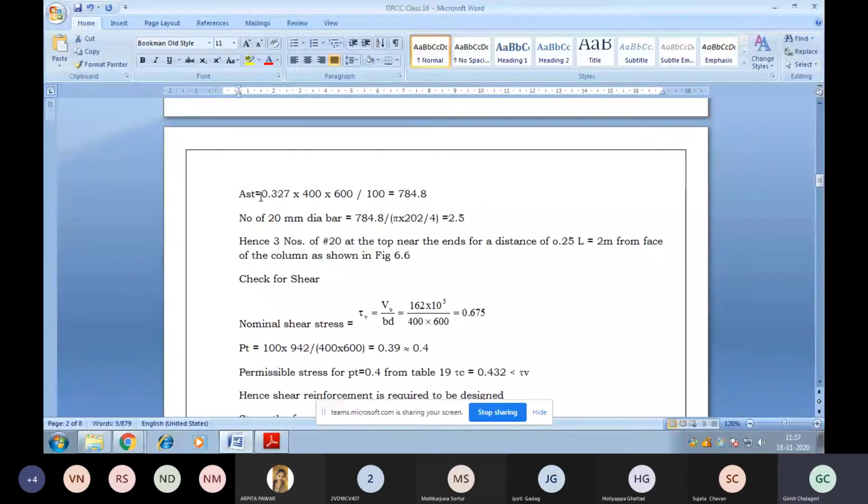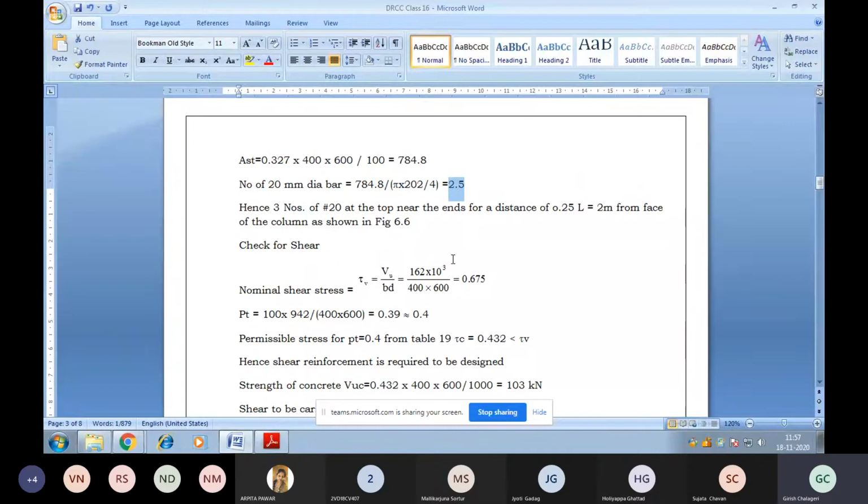So substituting the value for PT, we get the area of steel required as 784. As already we are using 20 mm dia bars in the midspan, let us continue with the 20 mm bar at the ends. So the number of bars required at end spans will be total area of bar, that is 784, divided by area of single bar. We get the number of bars required is 2.5. Let us provide 3 numbers of 20 mm dia at the edge also.